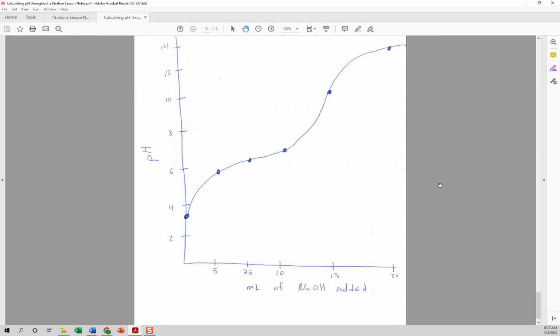All right, so again, that was calculating the pH throughout an acid-base titration. This was weak acid titrated by strong base, all right? So I'll do another lesson sometime, hopefully I'll post it sometime early next week, where it'll be the opposite, where you have a weak base in the flask and you're slowly adding strong acid to it.